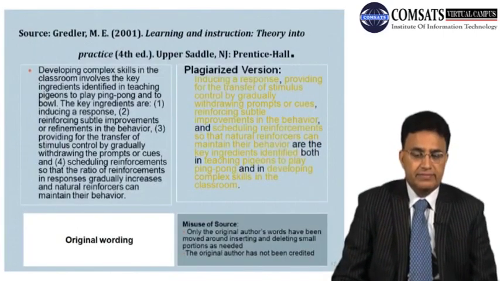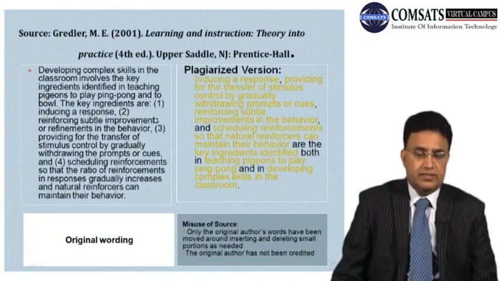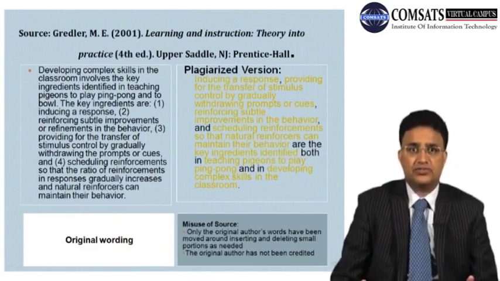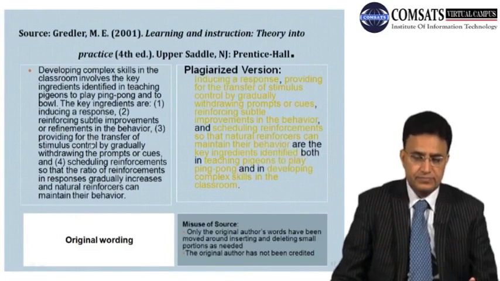Its examples are here. If we take the original wording that is over here, the sequence, the key ingredients are: 1, inducing a response; 2, reinforcing subtle improvements; and 3, providing for the transfer of stimulus control by scheduling reinforcements. The plagiarized version of this would be inducing a response. It is taken from here, number 1.